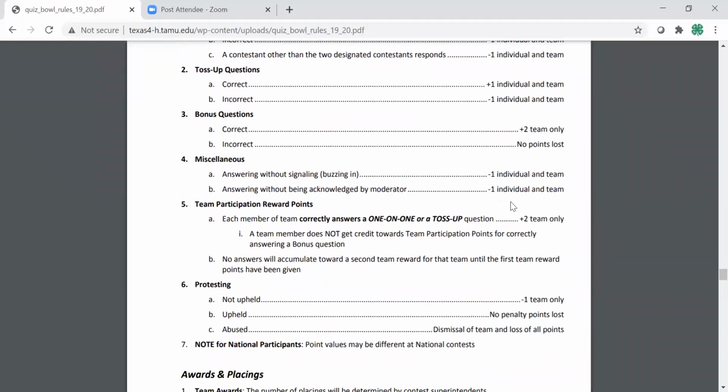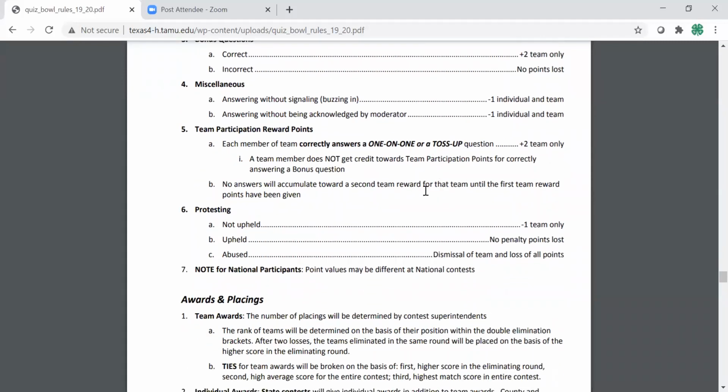Answering without being acknowledged or without buzzing in. If you just answer and don't buzz in, you lose a point. Answering without being acknowledged, you lose a point as well. Make sure you practice. It gets really high energy and exciting and everyone's just going for it. A lot of times we see a lot of kids not wait to be acknowledged. Make sure you're strict about that at practice so that they're in the rhythm of doing that when it comes down to contest.